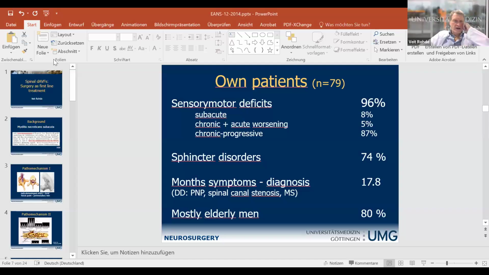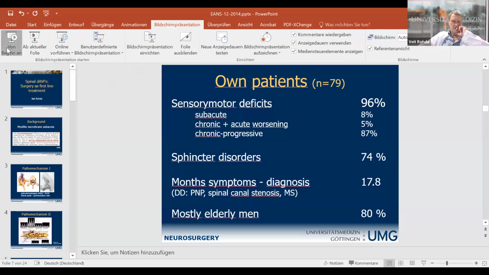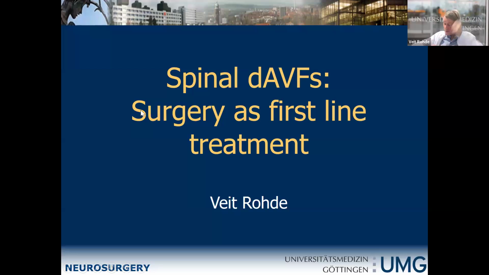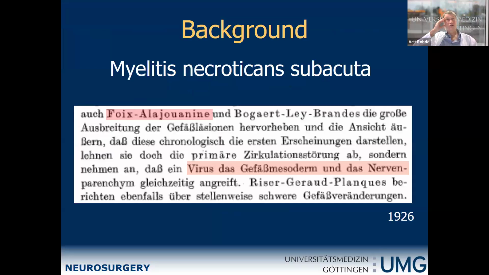Yes, first of all, thank you for inviting me for giving this lecture. I will share my slides. It's a pleasure for me to say something about spinal dural AVFs, which are one of the diseases I'm following now for more than 30 years. As you might know, it was mistaken for a long time as not a vascular disease, but an inflammatory disease. And one of the old names was the Foix-Alajouanine syndrome, which you still can see in the textbooks.